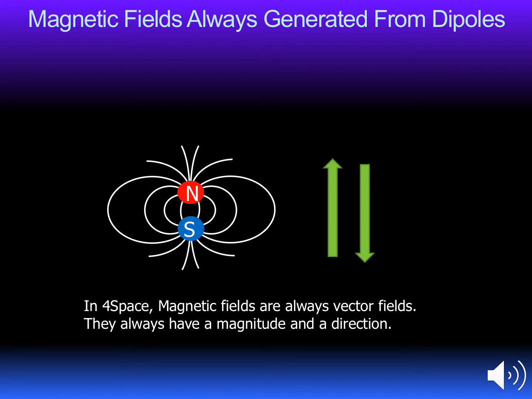So magnetic fields are always generated from dipoles. Now, those of you that are not familiar with dipoles, that means with magnetic fields, there are always a north pole and a south pole magnetic charge coupled together. They are never independent. So no matter how small you slice up matter, you will always land up with two magnetic charges, a north and a south pole coupled together. In space, magnetic fields are always vector fields because they always have a magnitude and they have a direction.